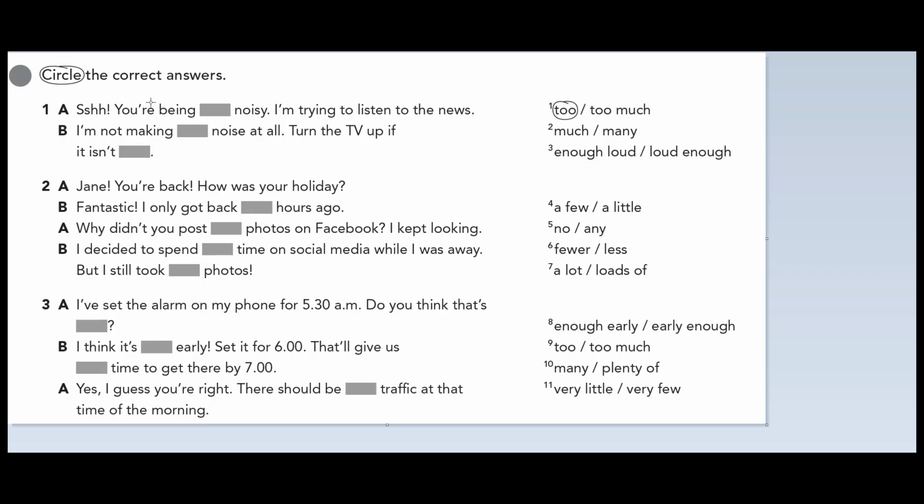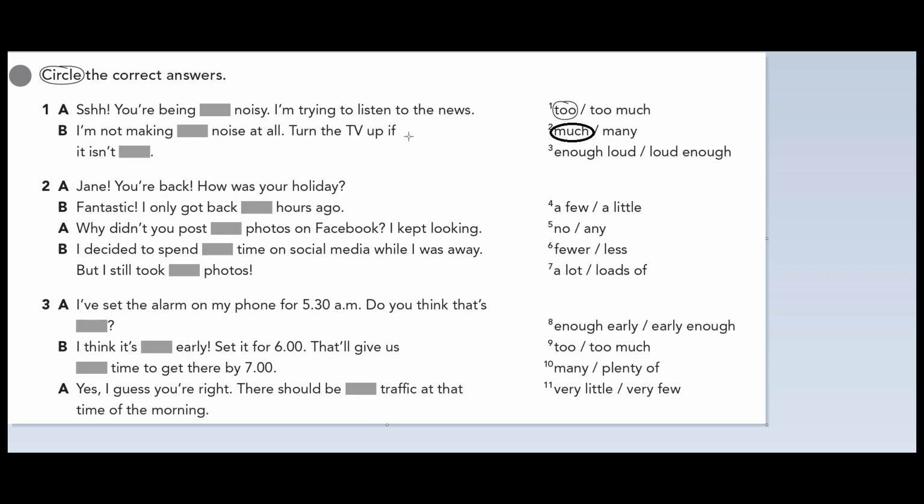Here we go. So let's do it. Circle the correct answers. Shh, you're being too noisy. I'm trying to listen to the news. So 2 plus adjectives. I'm not making much noise. Noise is uncountable at all. No, I'm sorry. Noise is an uncountable noun, so we use much. I'm not making much noise at all.